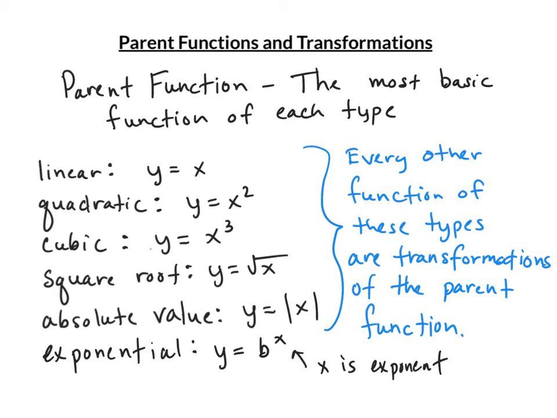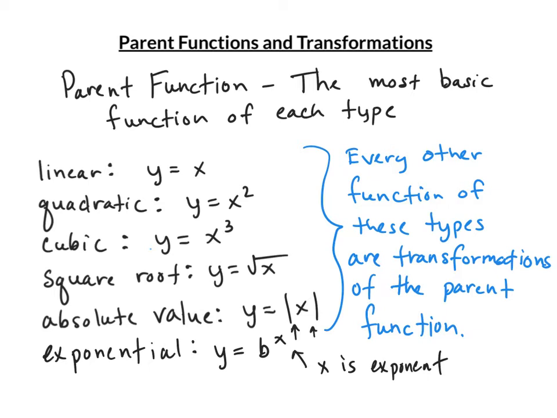Cubic is y equal x cubed. Square root is y equal the square root of x. Absolute value is y equal the absolute value of x. Notice the straight bars for absolute value. And exponential is y equal b to the x. Now, notice there's a b there.